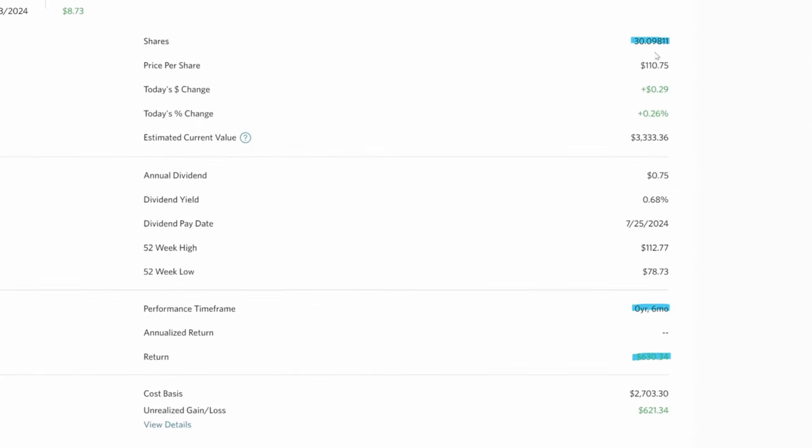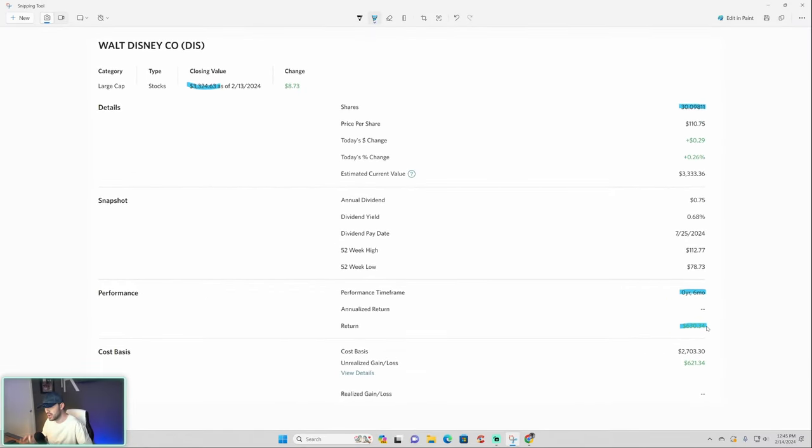You can see I have about 30 shares of Disney at $110.75. And you can see what I've made in the last 6 months. I've only had this position open for 6 months, and I made about $630 on this stock. So imagine that. I've made $100 a month on one stock in my portfolio. And today I'm going to talk about why I ultimately decided to put my hard-earned cash to work and invest in Disney, so you understand the ins and outs of making these decisions.